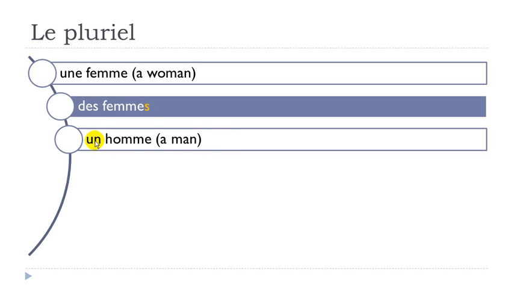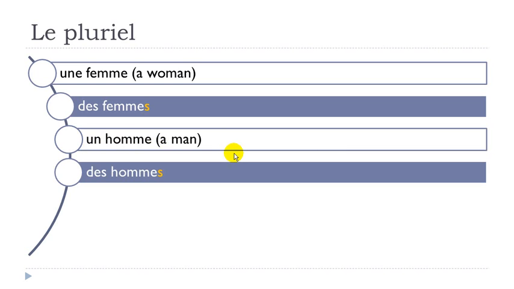And then un homme, with this little link between the two, un homme, and then we'll put this word in the plural form. Same thing here. This article indéfini un becomes des, and then you rewrite the word homme, and after that you just put the s at the end. You don't pronounce it, so you get des hommes. Un homme, singular form, des hommes, plural form.